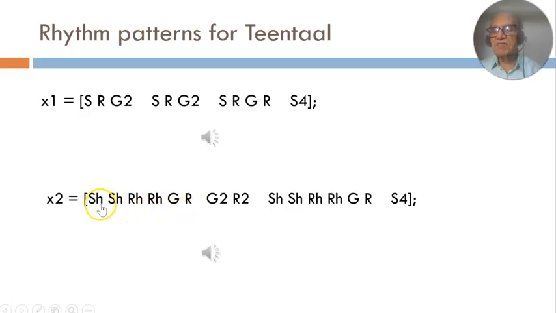This H stands for half matra. So S is of half matra, Shadaj again of half matra. So these two together will make 1 matra. RH again 1 matra. So 1 plus 1, 2. 1 matra here and 1 matra here. So this entire sequence of notes that you see consumes 4 matras. Although the number of notes is different, the number of matras is 4.